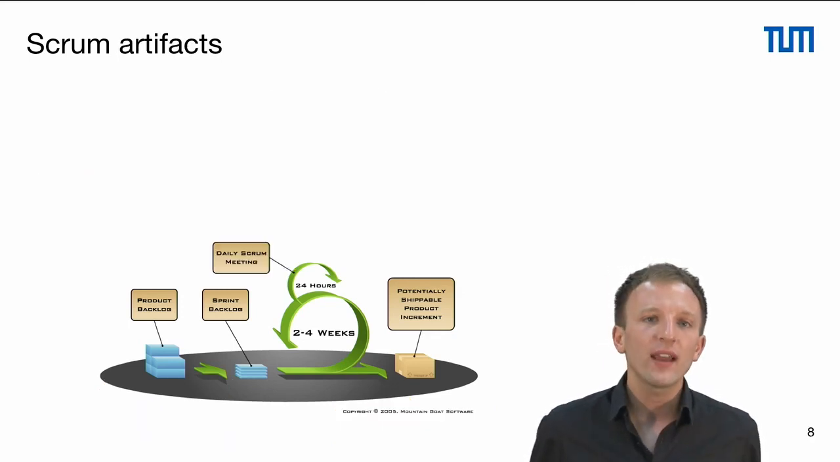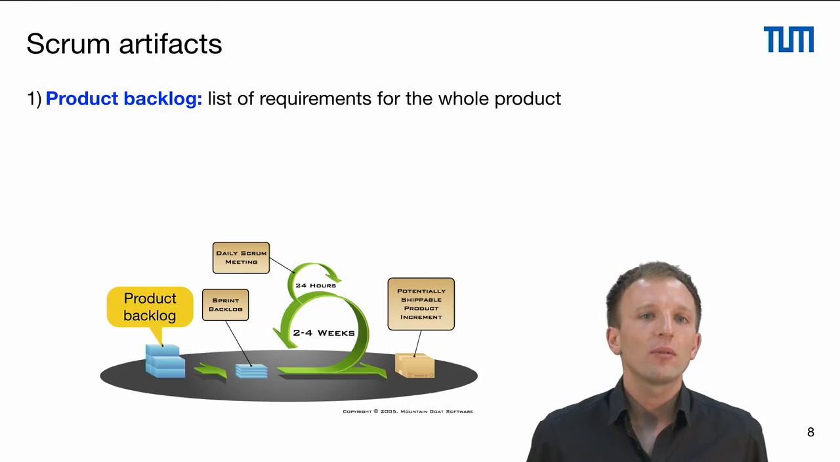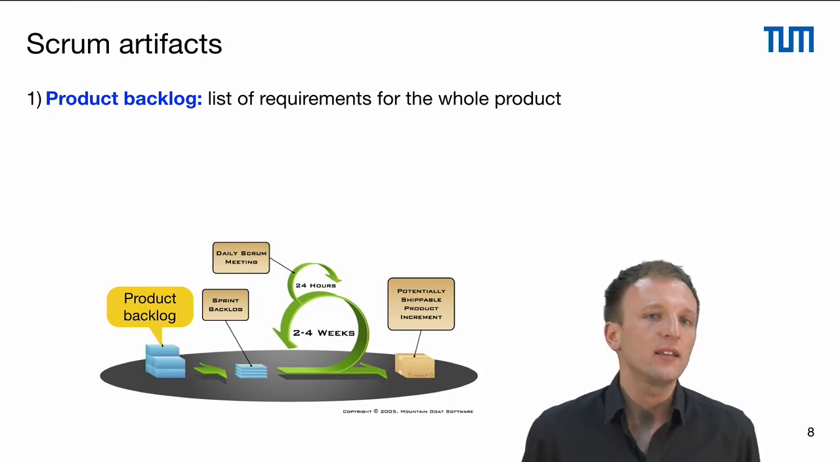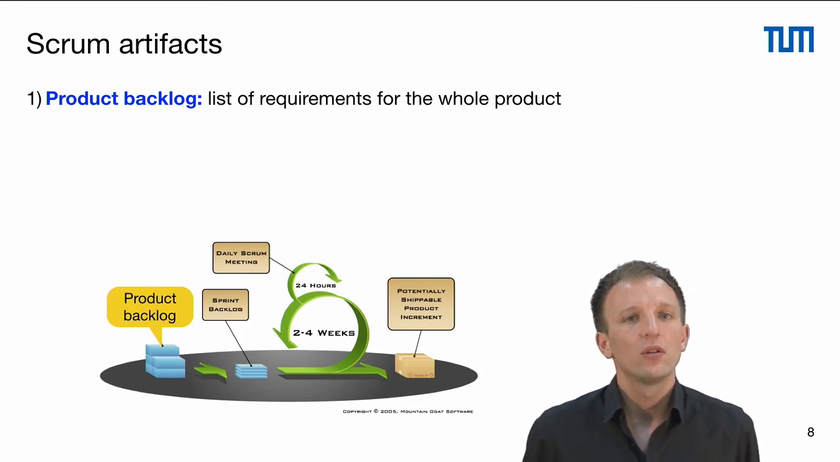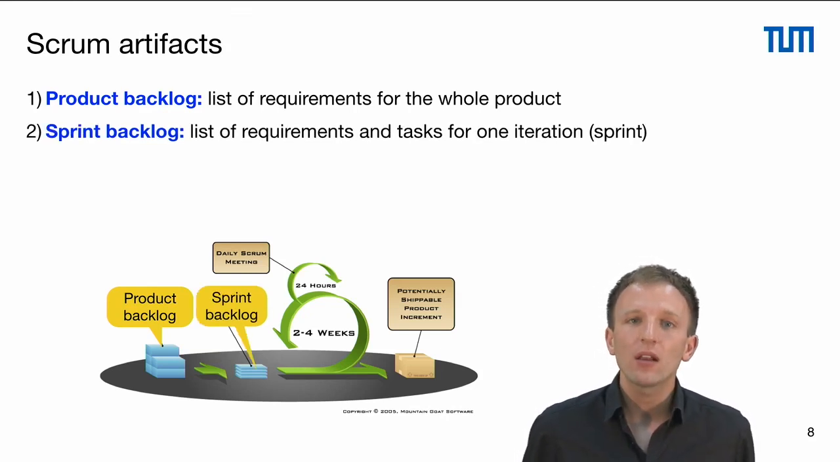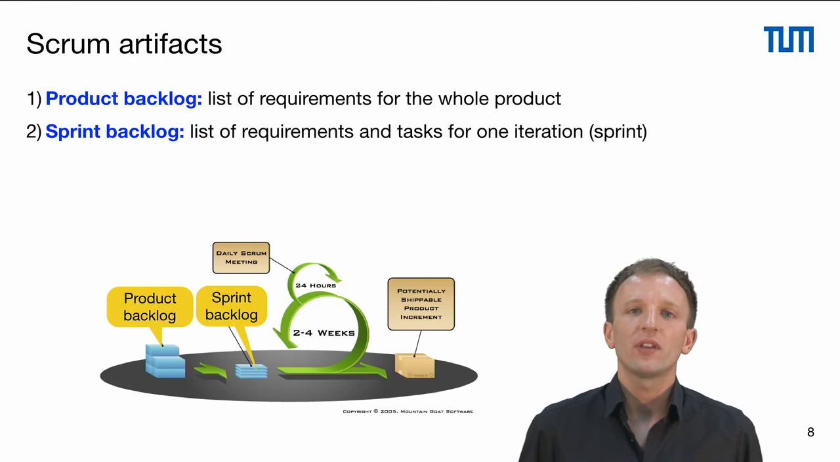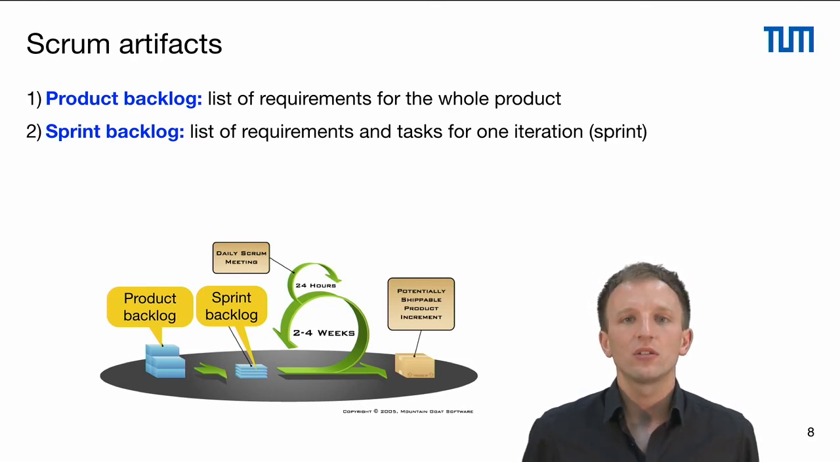Scrum also has artifacts, for example, the product backlog, which is a list of requirements for the whole product, but these requirements are not defined in detail. They are kept vague to keep the effort for the requirements elicitation low, because we don't want to end up with analysis paralysis. We have the sprint backlog, a list of requirements and tasks for one iteration, for one sprint, that is detailed enough that the developers have all the information to realize and implement the requirements.